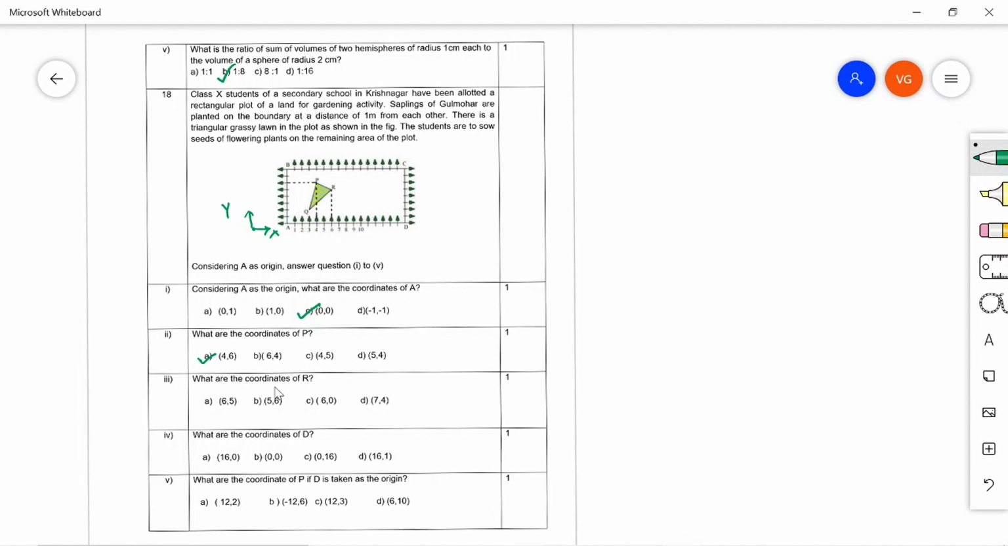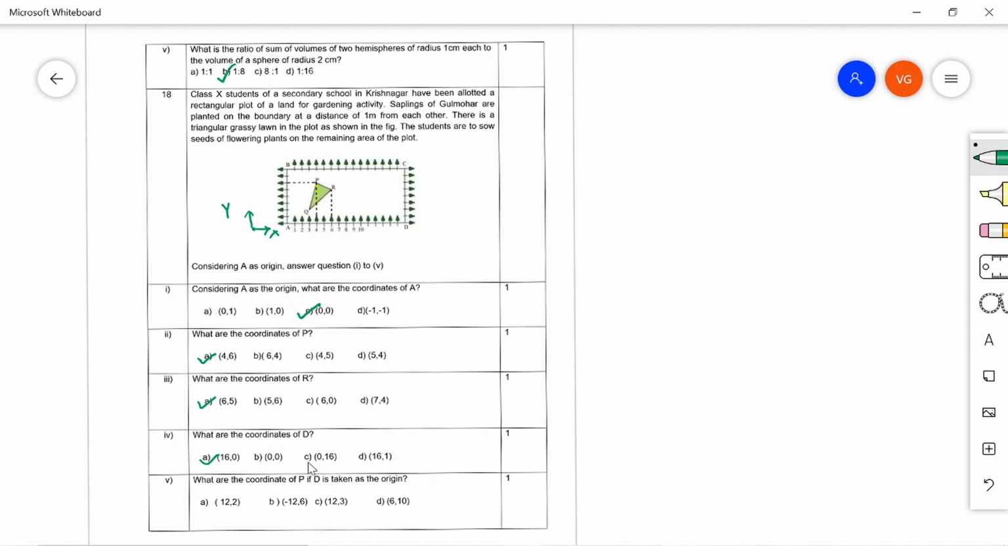Next is, what are the coordinates of R? So R here on the x-axis you have 6 and on y-axis just below P here, right? 1 unit just below P. So it will be 6, 5. So this again option A. Then what are the coordinates of D? So check it out. 1 to 10 they have marked. Then count 11, 12, 13, 14, 15 and 16. So 16 units on the x-axis. As the point is on the x-axis, y coordinate is 0. So this will be 16, 0. Again option A.